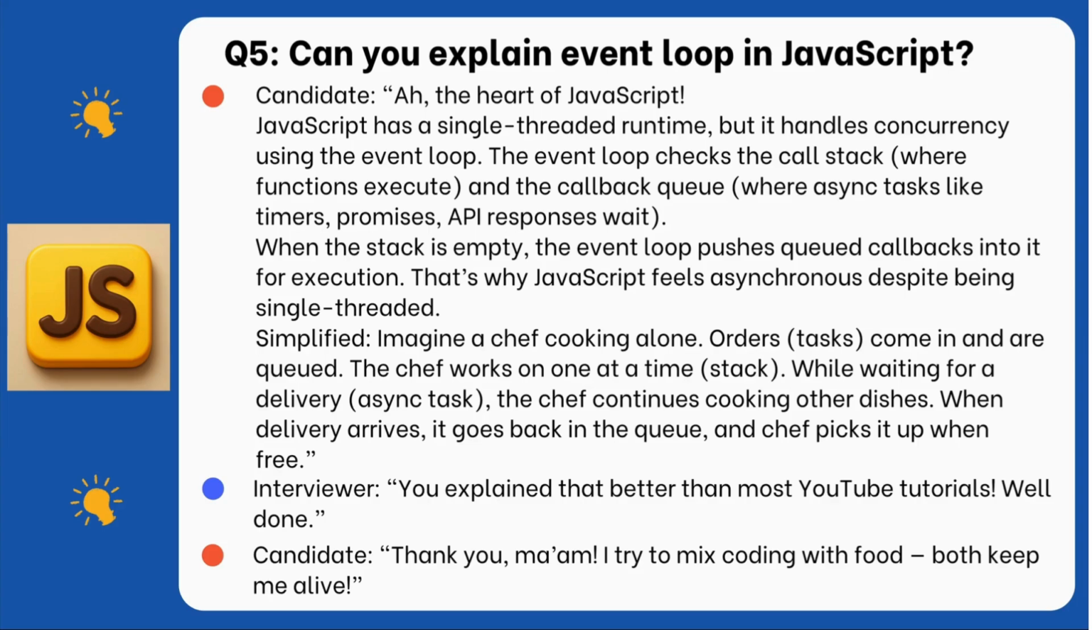Simplified. Imagine a chef cooking alone. Orders, tasks, come in and are queued. The chef works on one at a time, stack. While waiting for a delivery, a async task, the chef continues cooking other dishes. When delivery arrives, it goes back in the queue and chef picks it up when free.